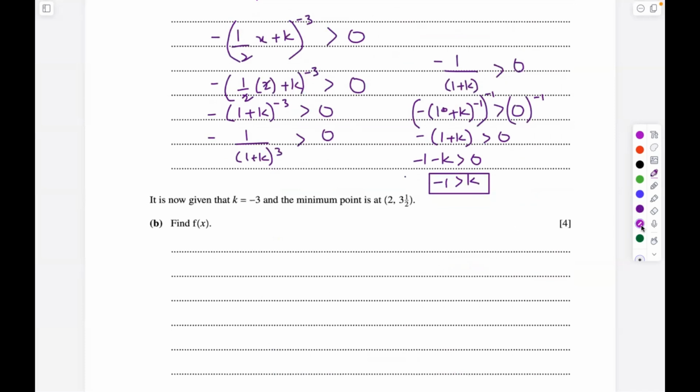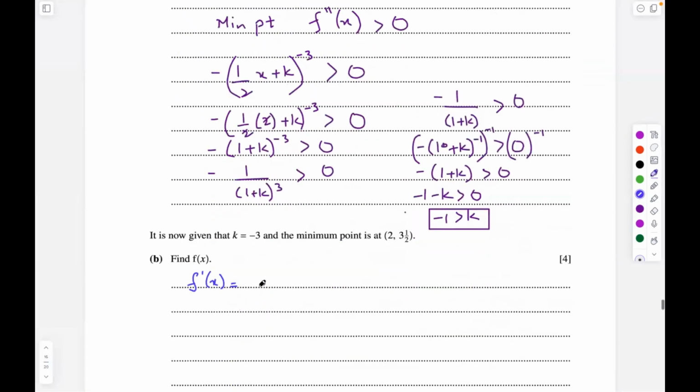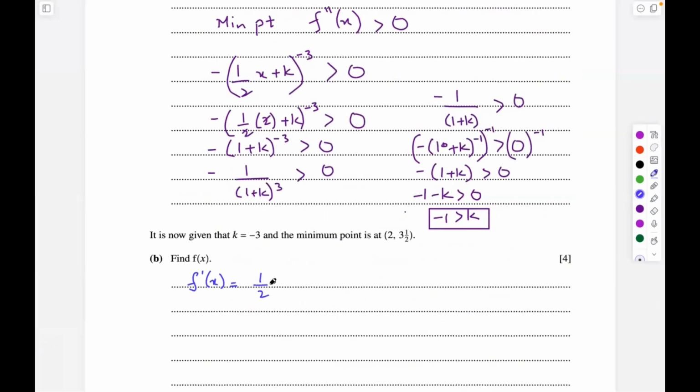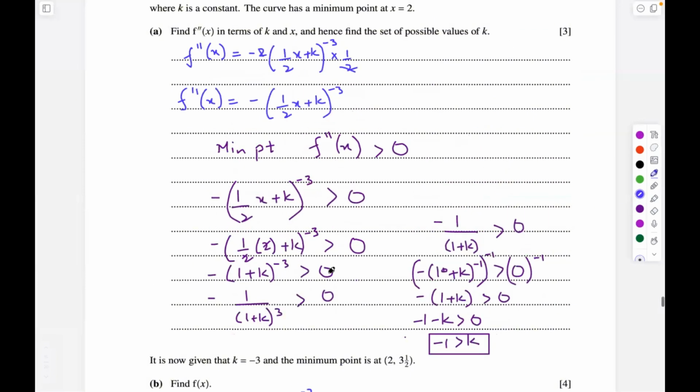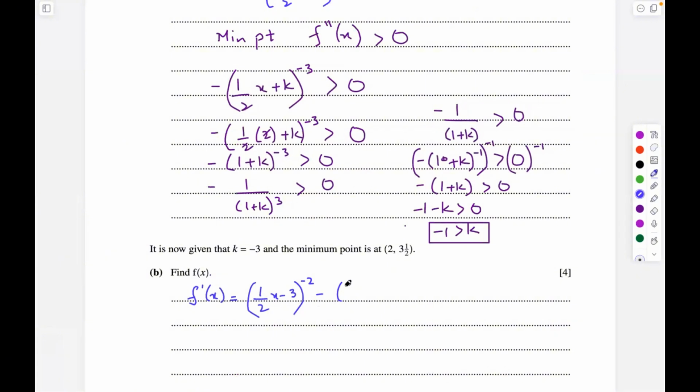In part B, it says that it is now given that k equals minus 3 and the minimum point is at (2, 3.5). We have to find f of x. Now to find f of x, we'll have to integrate the expression for f dash of x. So f dash of x was (1 upon 2x plus k) to the power minus 2 minus (1 plus k) to the power minus 2, and as k is minus 3, this will become (half x minus 3) to the power minus 2 minus (1 plus minus 3) to the power minus 2.